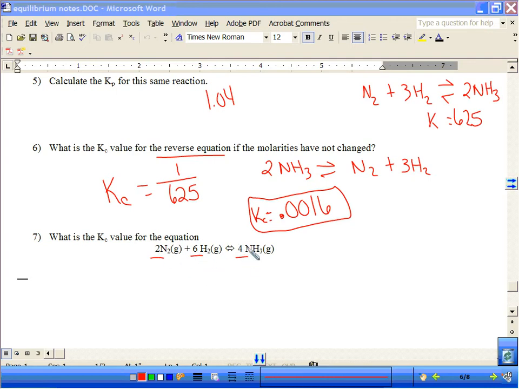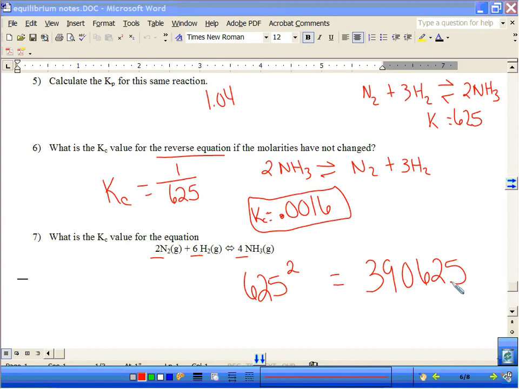If you double everything, the way you find the new K is you take 625 and you raise it to whatever power you changed it by. So we're going to raise this to the 2nd power, so 625 squared. That's where I was getting that 39,000 from a second ago.